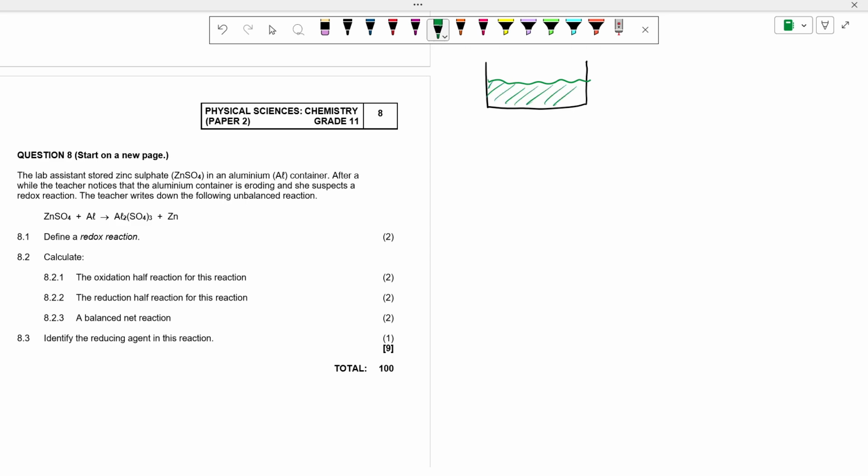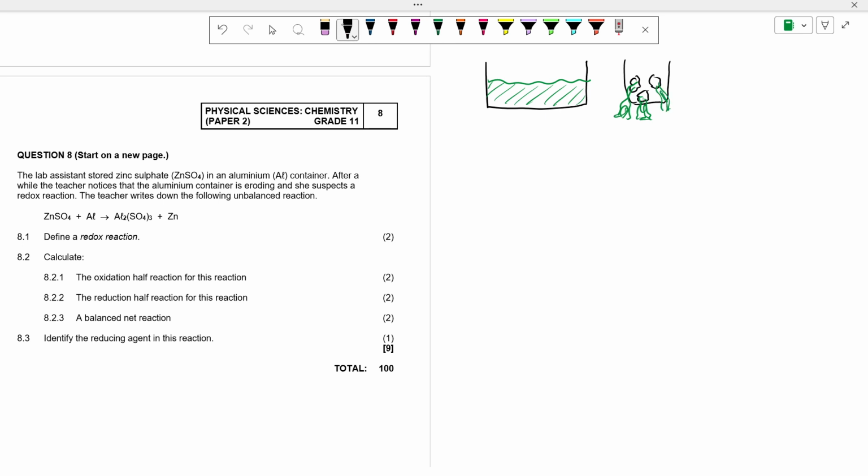And unbeknown to us, zinc can react with aluminum by redox reactions. So what we're going to see is that the container starts to erode. There are holes being eaten away from the container, which means the zinc is going to flow out at the end of the day. All right.